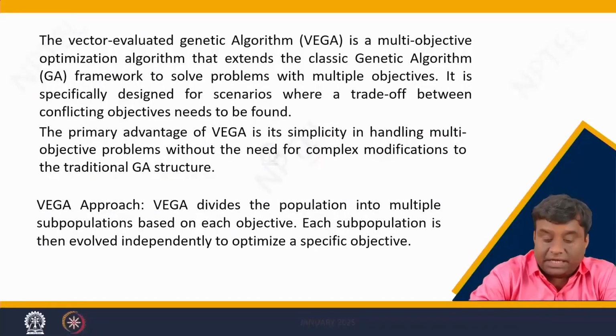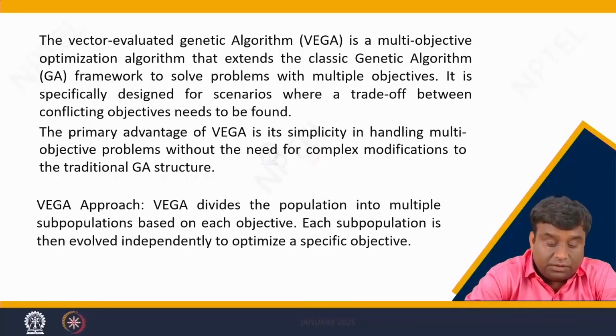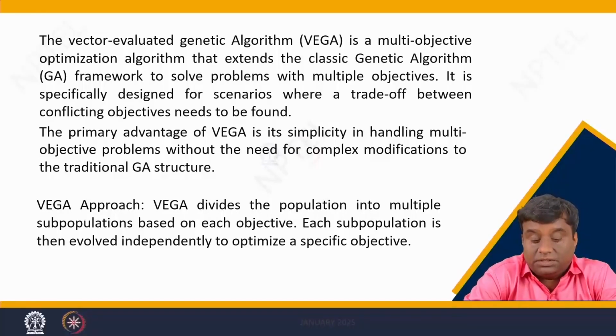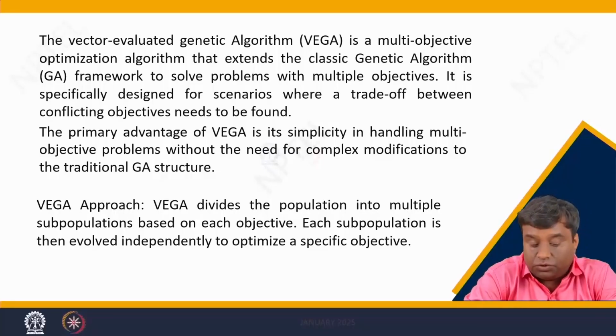So the first one is the vector evaluated genetic algorithm. The vector evaluated genetic algorithm, VEGA, is a multi-objective optimization algorithm that extends the classic genetic algorithm to solve problems with multiple objectives. It is especially designed for scenarios where a trade-off between conflicting objectives needs to be found.